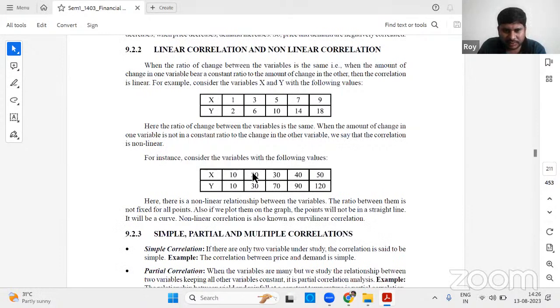Now see this. Here 10 by 10, 1. 20 by 10, 2. Here 3 by 7, 4 by 9, 5. Here, there is a non-linear relation. The ratio between them is not fixed for all the points. There are differences. That is called non-linear correlation.